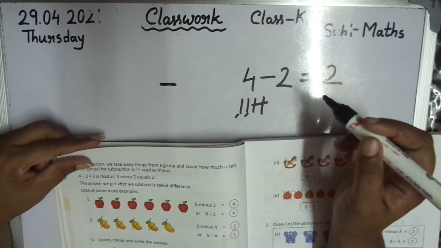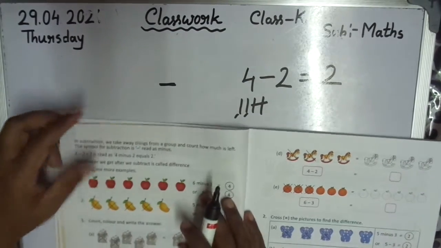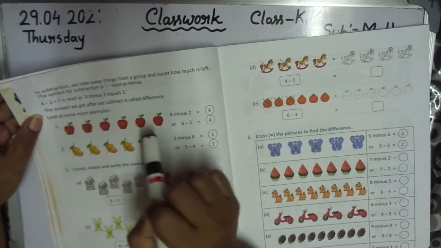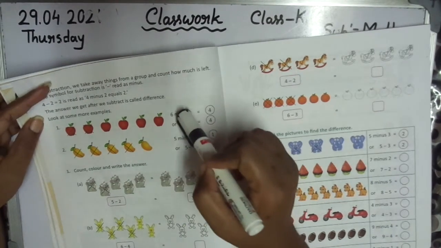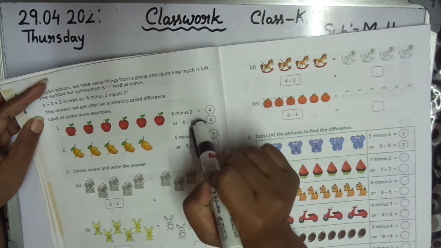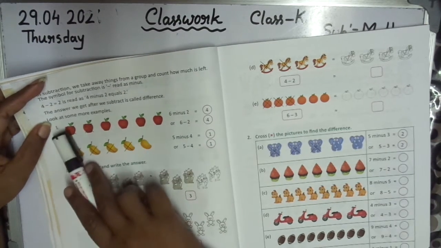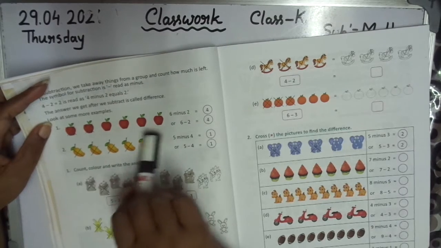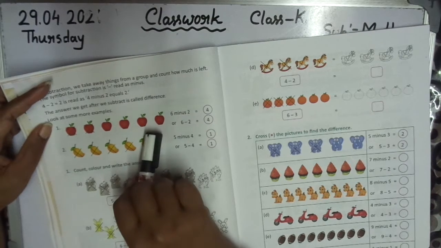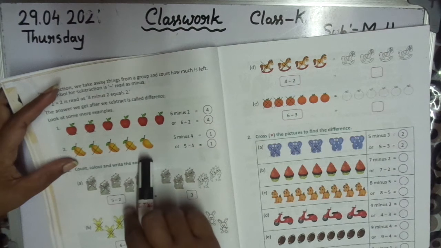6 minus 2. See here, apples. 1, 2, 3, 4, 5, 6. 6 apples are here. So 6 minus 2, we write 6, the symbol, minus 2. Count 1, 2, 3, 4. 4 is left.